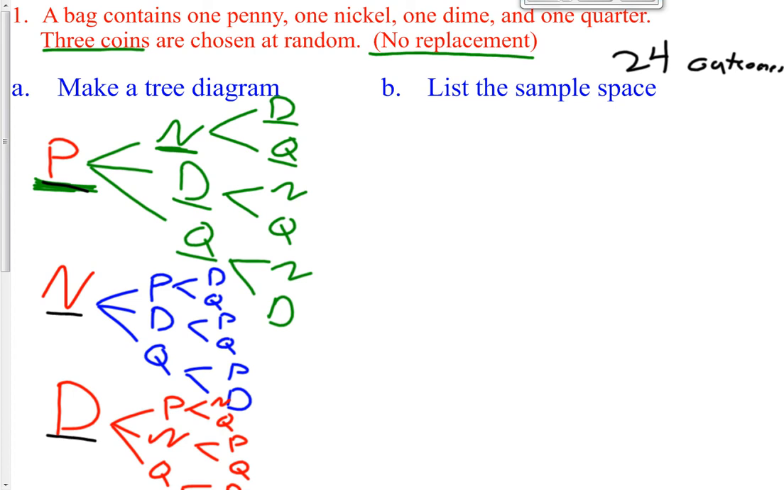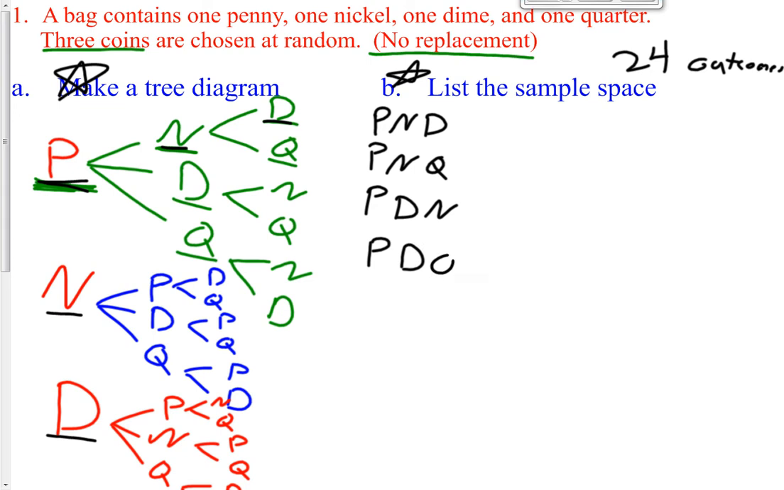So now that we've drawn the tree diagram, now we're going to list the sample space. So we basically list the tree diagram. Okay, so we're going to do that with abbreviations. Penny, nickel, dime is going to be our first one. Or penny, nickel, quarter. Or penny, dime, nickel, or penny, dime, quarter. Or penny, quarter, nickel, or penny, quarter, dime. So that's all that can happen when, as you can see, we have the penny first.